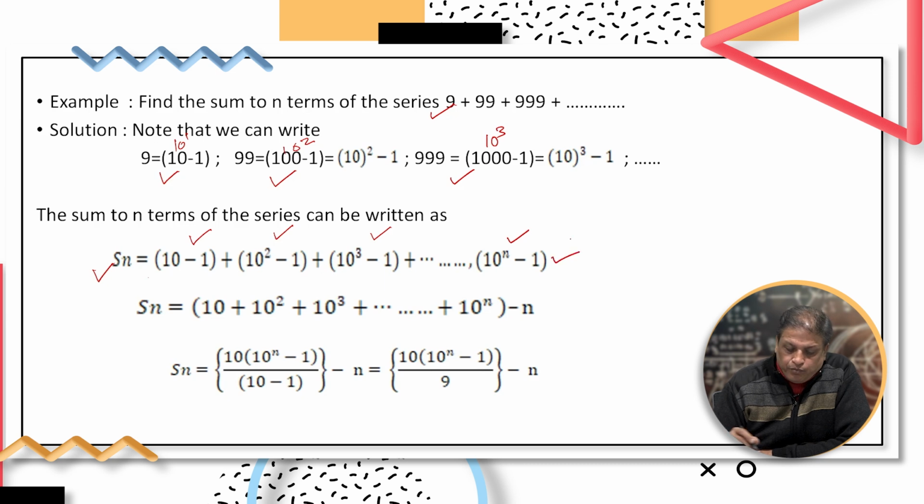Opening up the braces, you will get the expression 10 plus 10 square plus 10 cube up to 10 to the power n, and all the 1s are added up to n terms, so all the 1s add up to the value n. As a result, the sum of n terms will be equal to 10 into 10 to the power n minus 1 upon 10 minus 1, minus n. So the entire expression turns out to be 10 into 10 to the power n minus 1 upon 9, minus n.